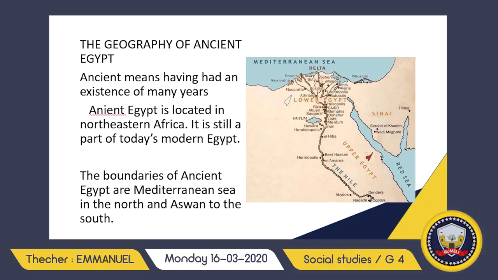Like I said in our last lesson, I told us some things that were in existence for long, but they are no more. So, in the olden days, hunters, they go to the forest, they go to the bush to hunt for what? To hunt for animals. But nowadays, they rear animals in the house. So ancient means having had an existence of many years.